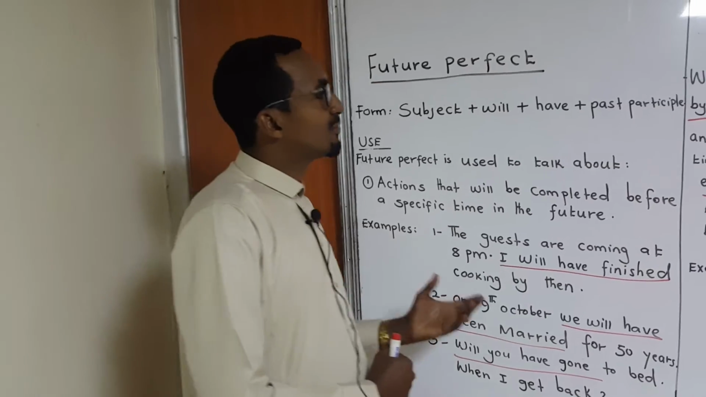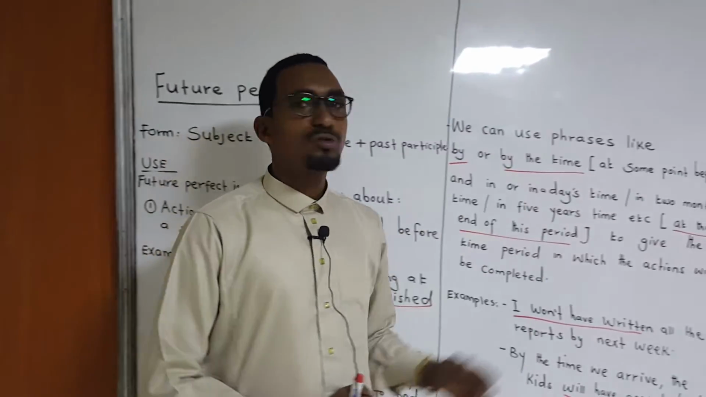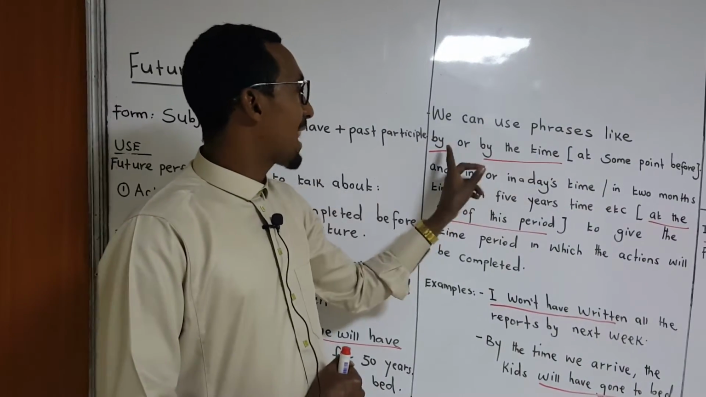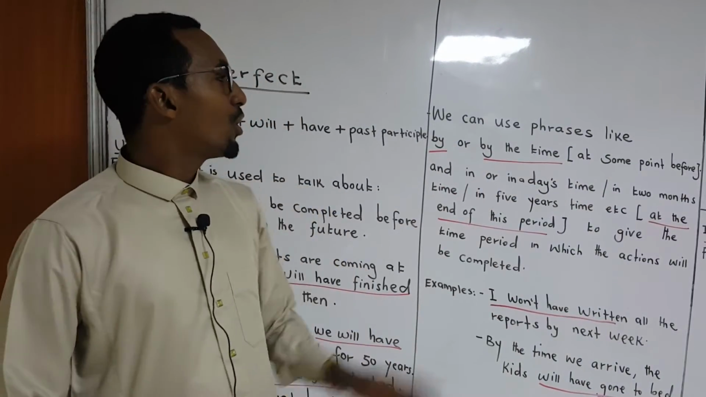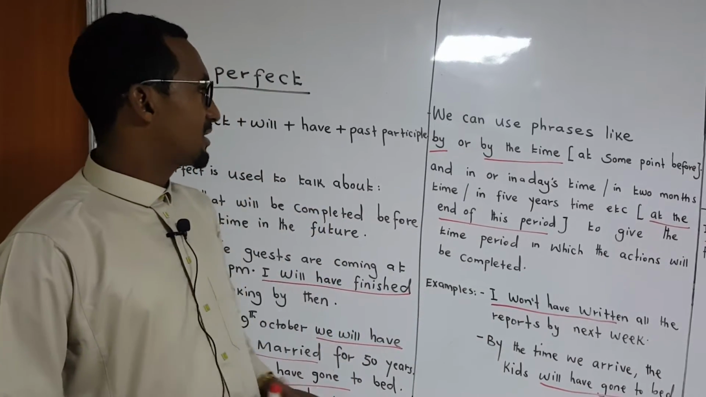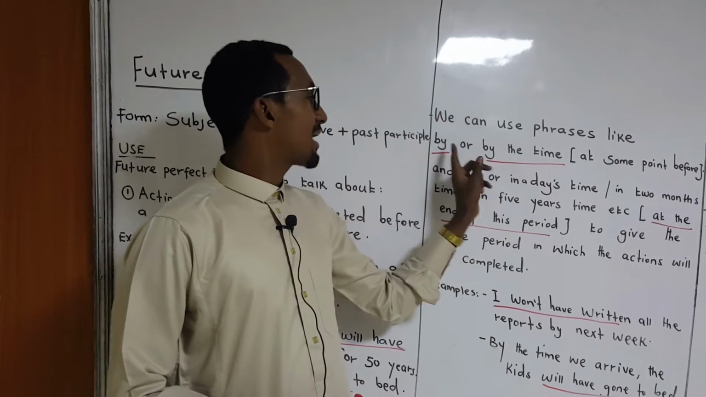Now, let us move to the next one. Now, we can use phrases, and this is a very important and critical point. We can use phrases like by or by the time. It is very common in the future perfect. We can use phrases like by.